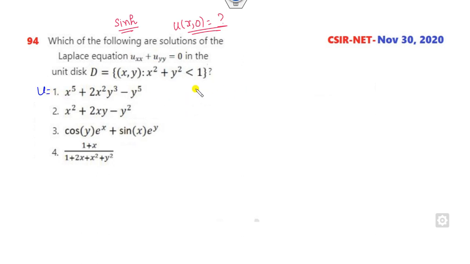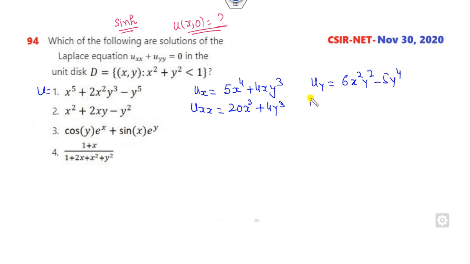Take the second time derivative. Firstly we can take the first derivative, 4x y cube, then uxx is 20x cube plus 4y cube. Similarly you can take the partial derivative with respect to y, 6x square y square plus 5y raised to power 4, and uyy will be 12x square y plus 20y cube. Clearly the sum will never be 0. If you add them, it will never be 0.